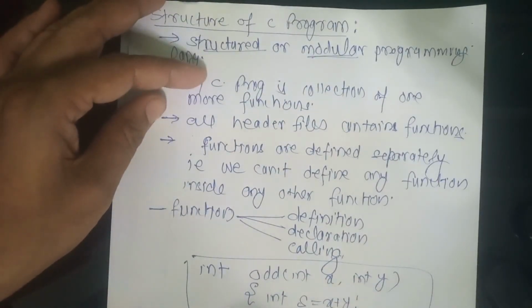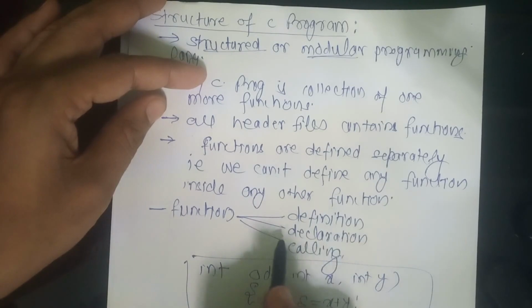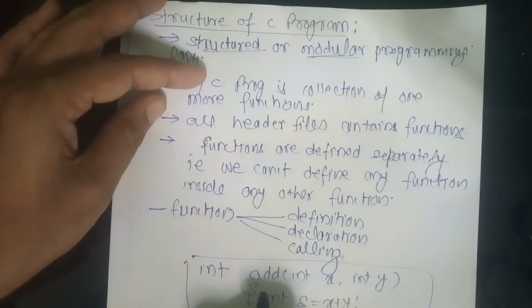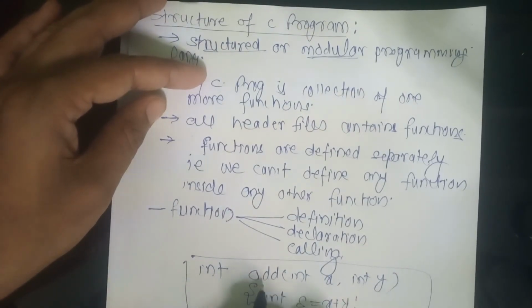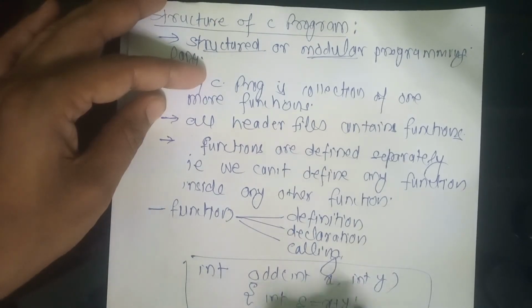How do we define any function? How can we identify whether this is the definition of a function? In case of a function, there are three things: one is definition, one is declaration, and another one is calling. Definition, we can identify if this is the return type of the function, this is the function name, and these are the arguments or parameters. So this is the closing parenthesis. If there are braces immediately after the closing parenthesis, this shows that this is the definition of the function.